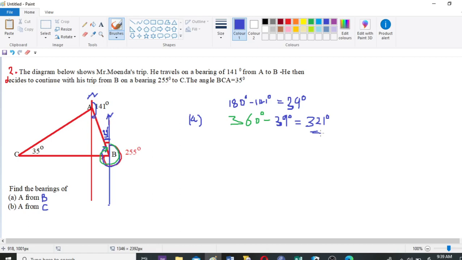Yes, if we subtract 360 minus 39, we are getting 321, right? So that is my bearing. You can confirm that. So we go to B now. In B we want to calculate the bearing of A from C, right? This one should be too easy for you.